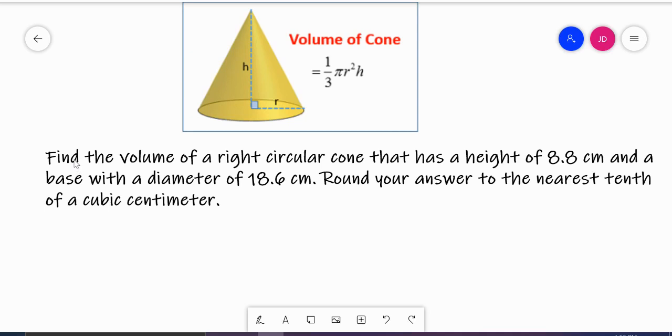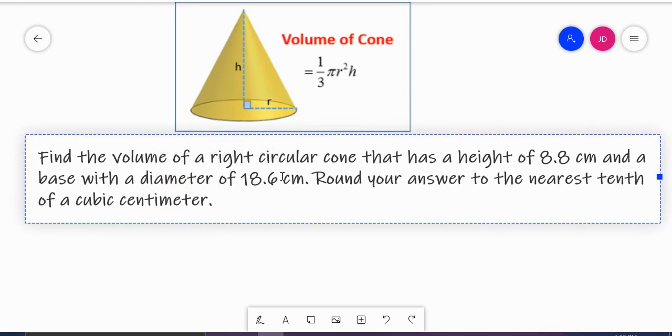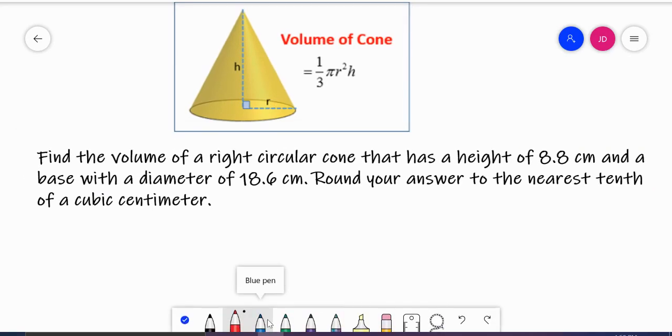The volume of a right circular cone that has a height of 8.8 and a base with a diameter, careful with the word diameter, of 18.6, because we need to find the radius. Round your answer to the nearest tenth. Whenever they give us the diameter, we have to cut it in half to figure out the radius. The radius is always going to be half the diameter.